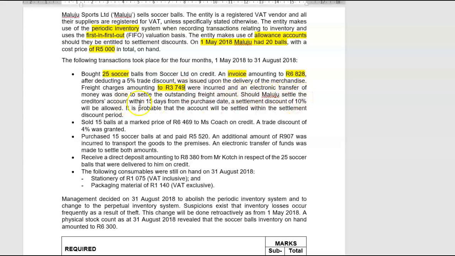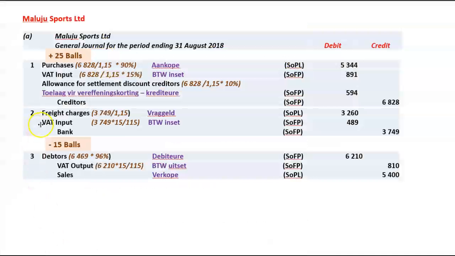Should Maluju settle the creditors account within 15 days of the purchase date, the settlement discount of 10% will be allowed. It is probable that the account will be settled within the settlement discount period, so therefore I have to create an allowance account. So let's quickly have a look at those purchase transactions of the 25 balls. General journal. Purchases, 6828. Important, it's a periodic system, so I cannot debit inventory. If you did debit inventory, you would not have received anything for this line item.